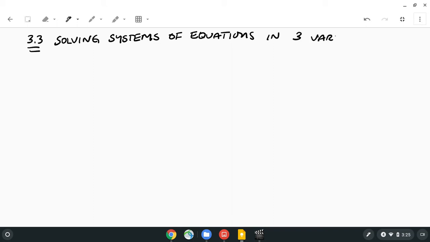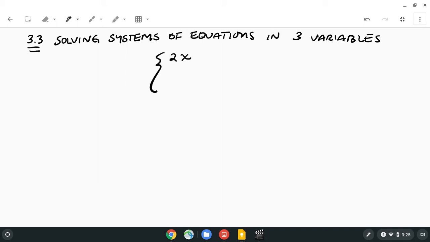Okay, so 3.3, solving systems of equations in three variables. So what do I mean by that? I'll give you this example and we'll do this one last. Instead of x and y, now you have x, y, z.